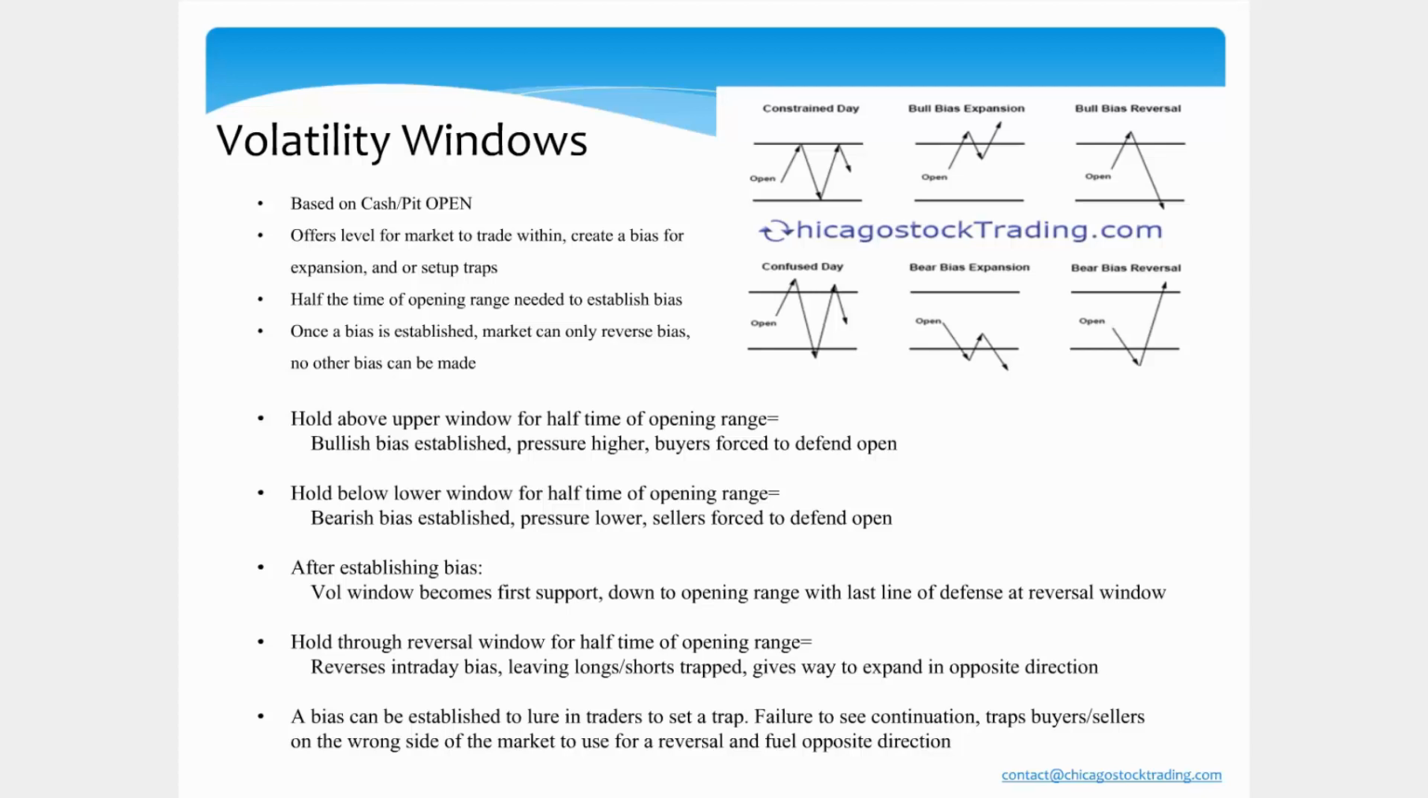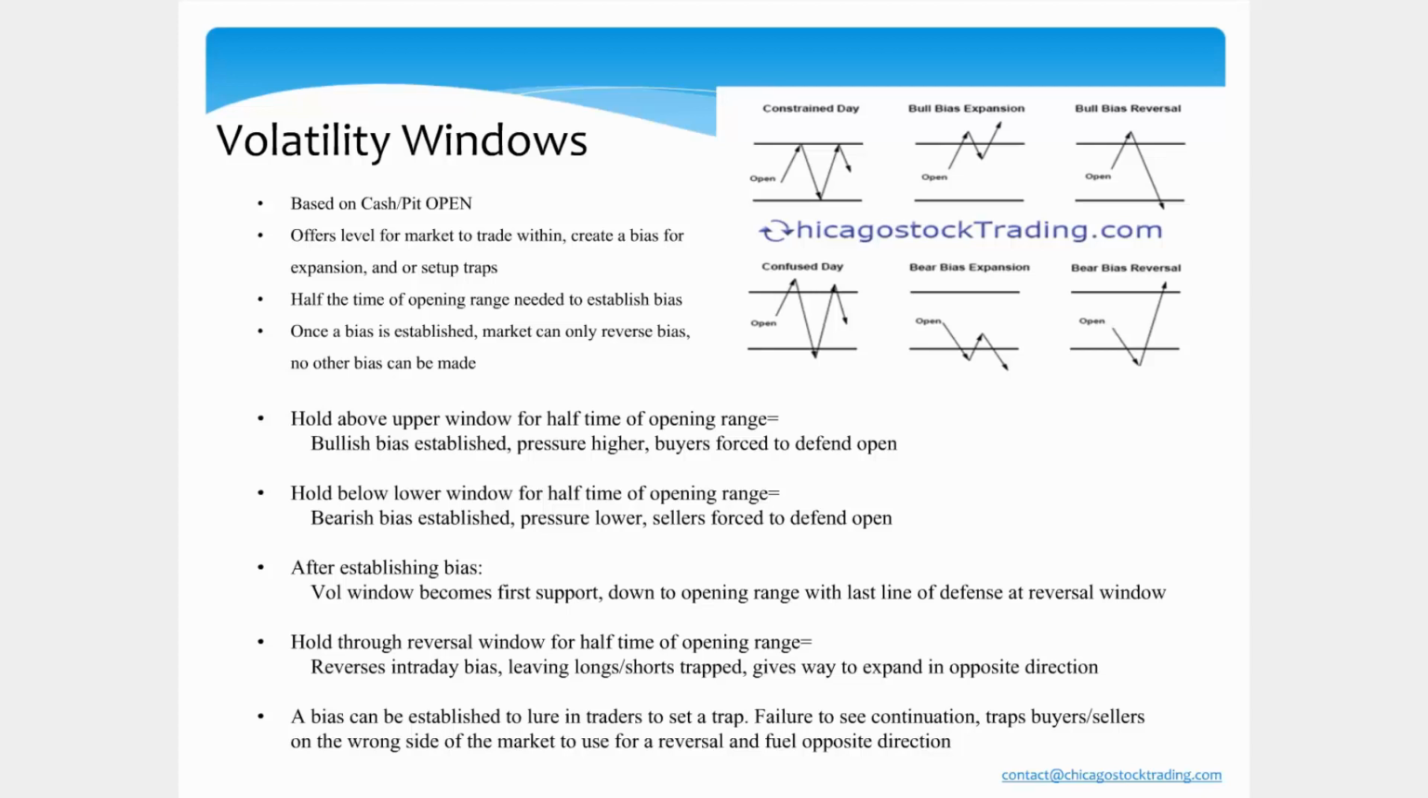So if it's able to hold for half of the opening range above a volatility window, it establishes a bullish bias, and on pullbacks, buyers are lured in on the breakout, and they're also forced to defend pullbacks into the opening range because they want to control the trend of the day. And the last level of defense, once a bullish bias is established, is the reversal window, which is just under the opening range. And again, to reverse the bullish bias, it needs to be a 5-minute hold below the open.